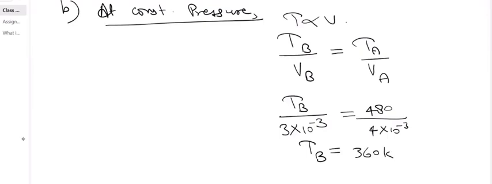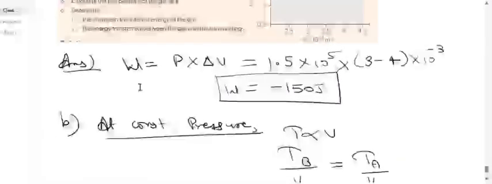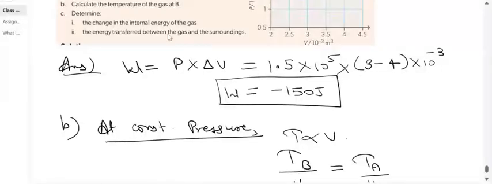Okay, let's read the next question now. The next question tells us to determine the change in the internal energy of the gas. One second, ma'am. I'm just checking my formula booklet.